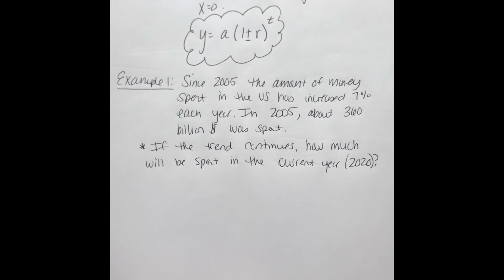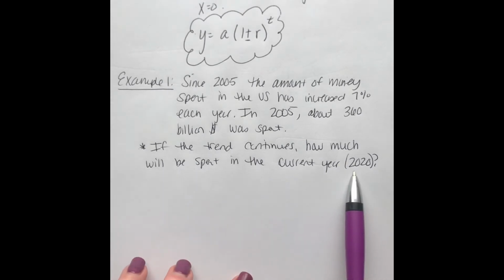All right, so a word problem that goes along with this equation is: since 2005, the amount of money spent in the U.S. has increased by 7% each year. In 2005, about $360 billion was spent. So that's a little bit of background information. The question: if the trend continues, how much will be spent in the current year, which is 2020?